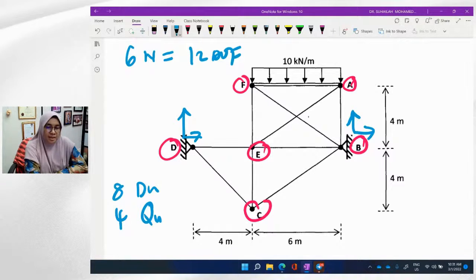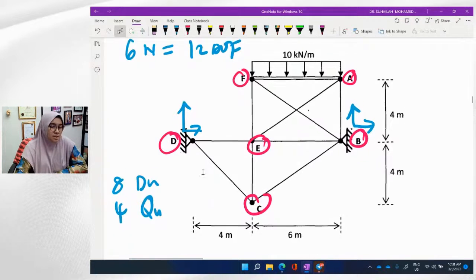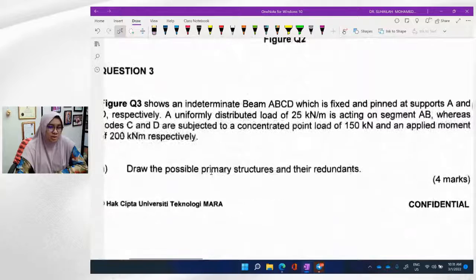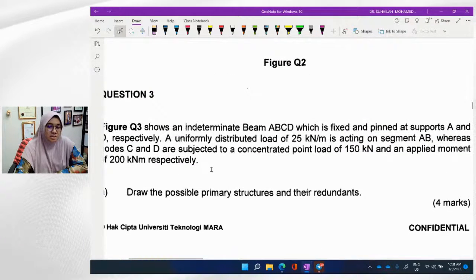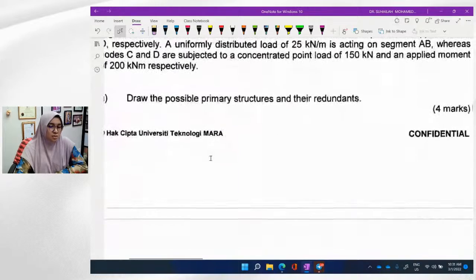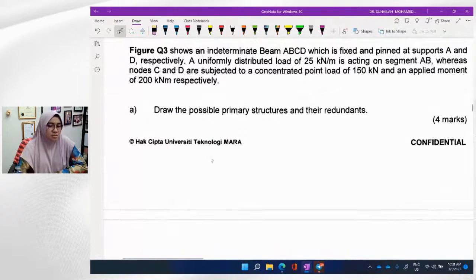We can use another method to solve for the unknown displacements. We have to solve 8 unknown displacements, so we cannot do it manually. But actually, we can use it until we get the equation only. Okay, so this is the next question.